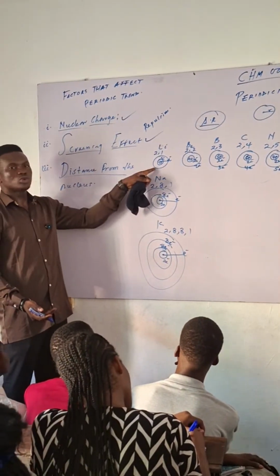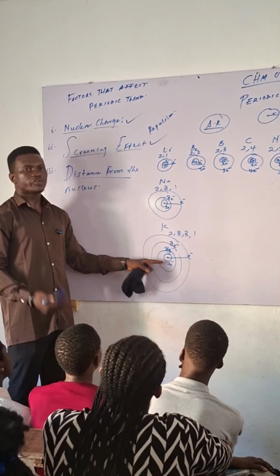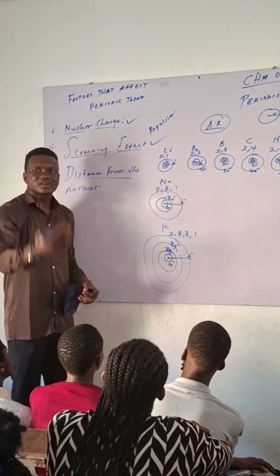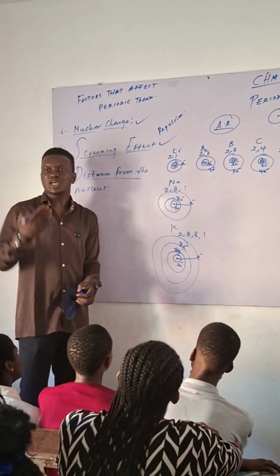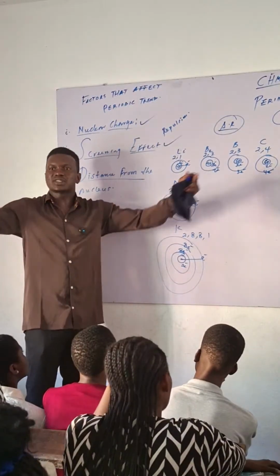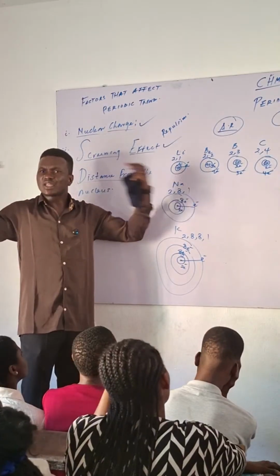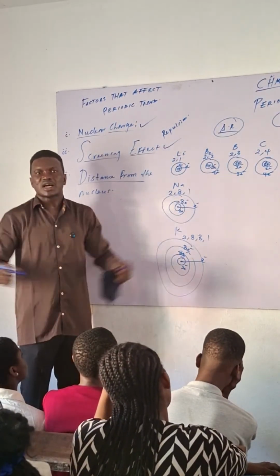How many shells do you have here? How many here? 4. So there's an increasing number of shells. And as the number of shells is increasing, the radius is increasing. That means the atom is getting bigger. Do you get the point clear? Those are the questions they can ask you.